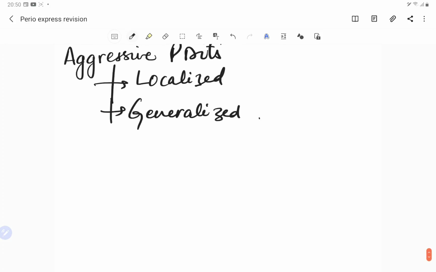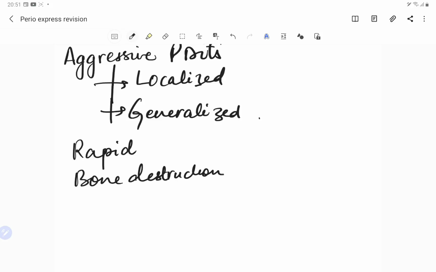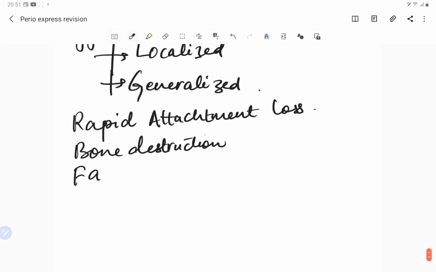Well guys, the characteristic feature of aggressive periodontitis is rapid bone loss, since the name suggests that it is aggressive in nature. When it is aggressive, that means it is acting harshly, destroying all the tissues. So there is bone destruction that we see in aggressive periodontitis, and also rapid attachment loss. The attachment loss is very rapid, as the name suggests. And also there is familial aggregation, or genetic inheritance, related to this disease. So these are the typical important features.